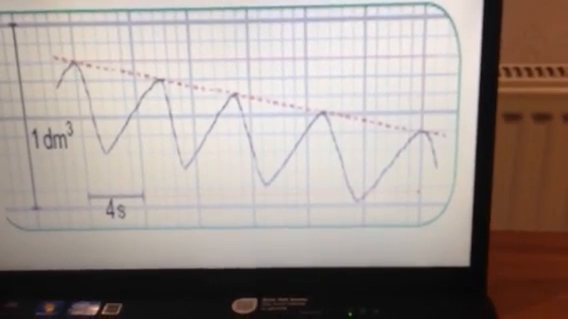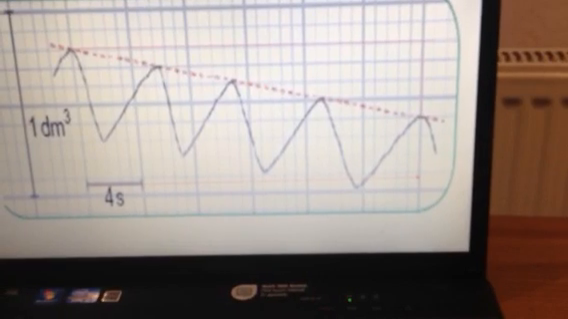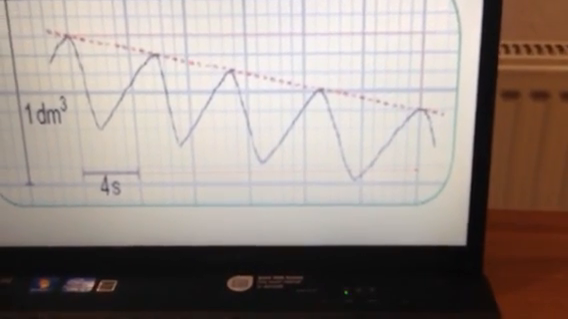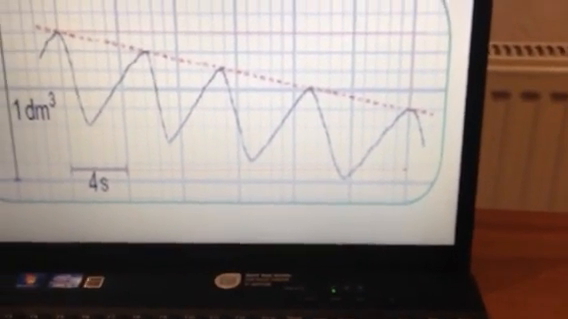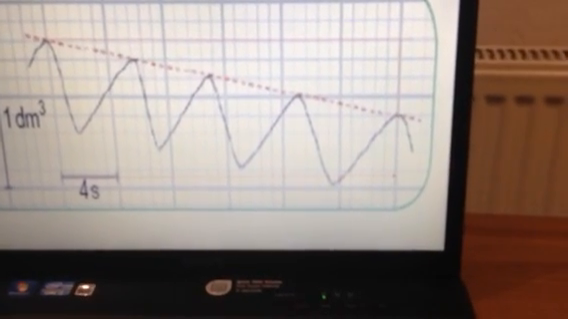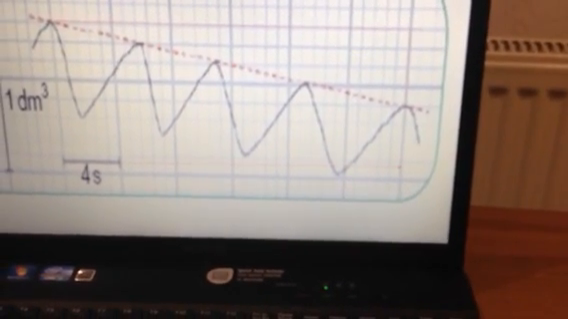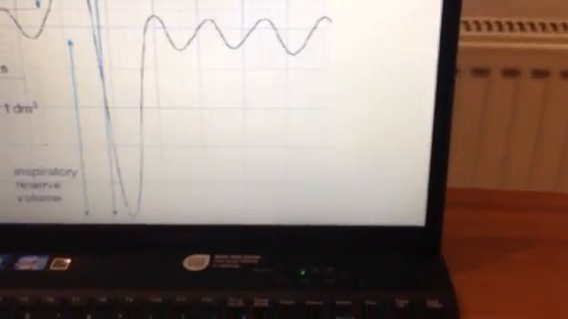So all you have to do then is say 0.4 decimeters cubed in 24 seconds. Scale that up, so 0.4 divided by 24 multiplied by 60 will give you the volume per minute, and that works out as 1 decimeter cubed. Okay, and that's it.